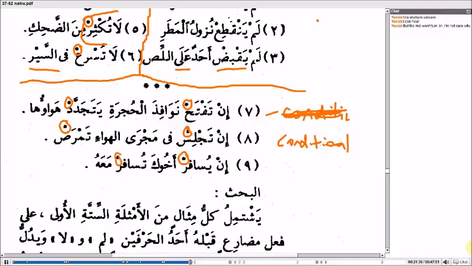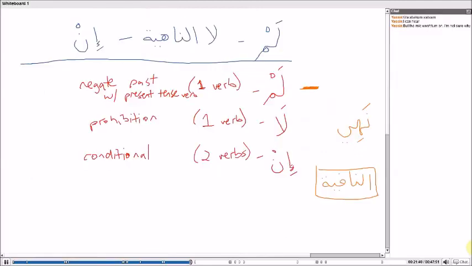Both of them medzum. So we see in, we have written here, we'll make two verbs, present tense verbs, medzum. And we call this conditional. If this, then that. If, then. Okay.